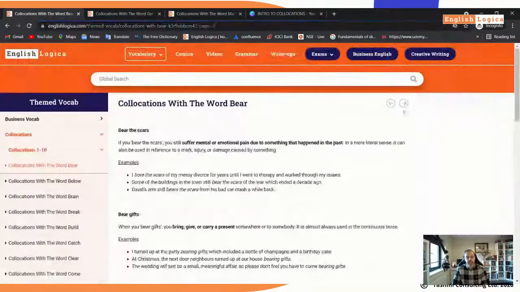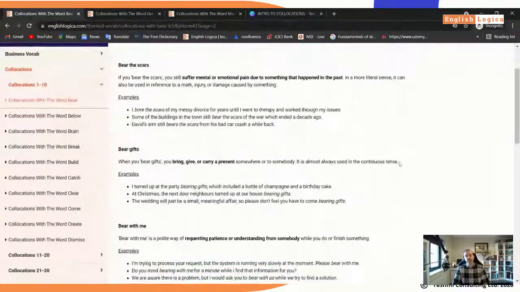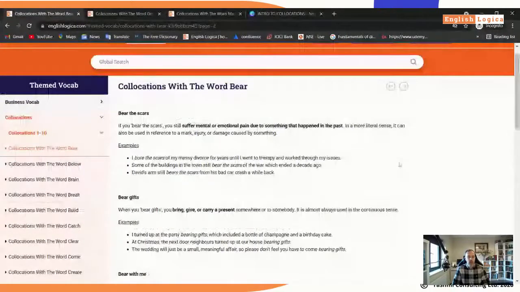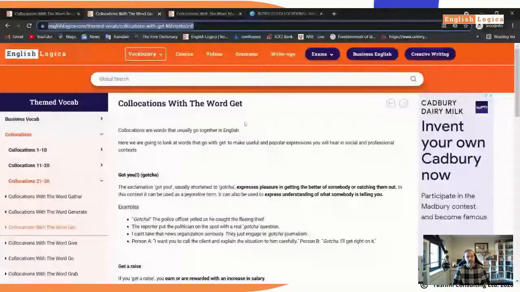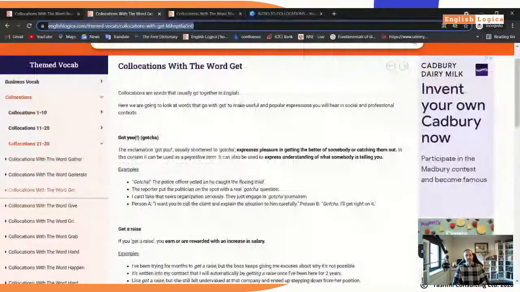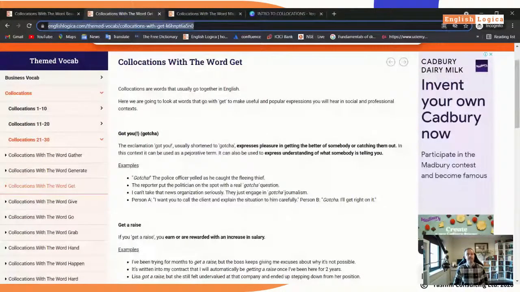At the top of each of these pages, there is a next or previous button. And I think there are 4 pages for the collocations with bear. So there's lots of content there. But at the moment, we're going to move on to a different collocation. And this one is collocations with the word get. So obviously, it's a very common verb, to get something.